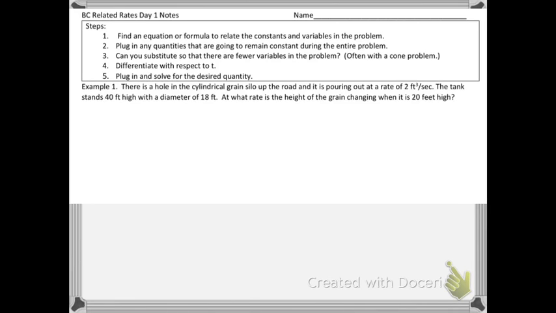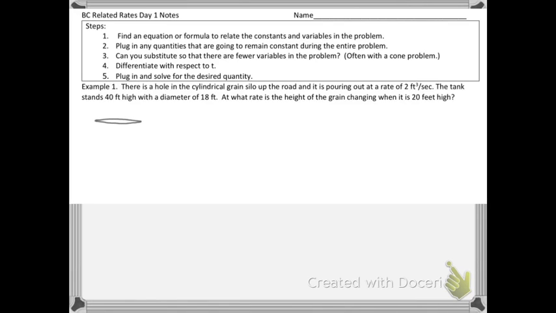There's a hole in the cylindrical grain silo up the road, and it is pouring out at a rate of 2 cubic feet per second. The tank stands 40 feet high with a diameter of 18 feet. At what rate is the height of the grain changing when it is 20 feet high?